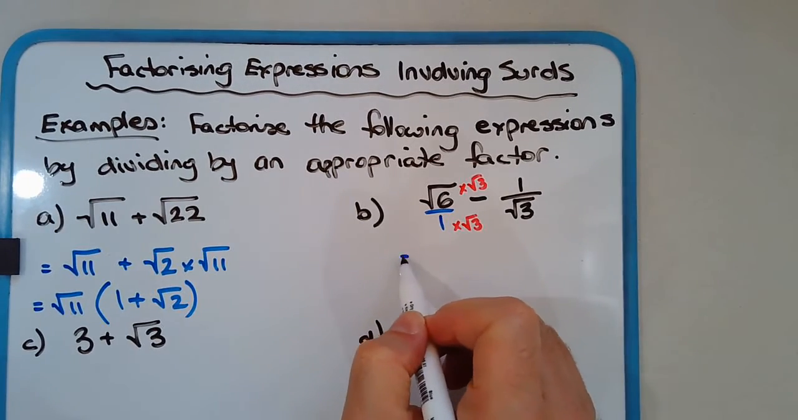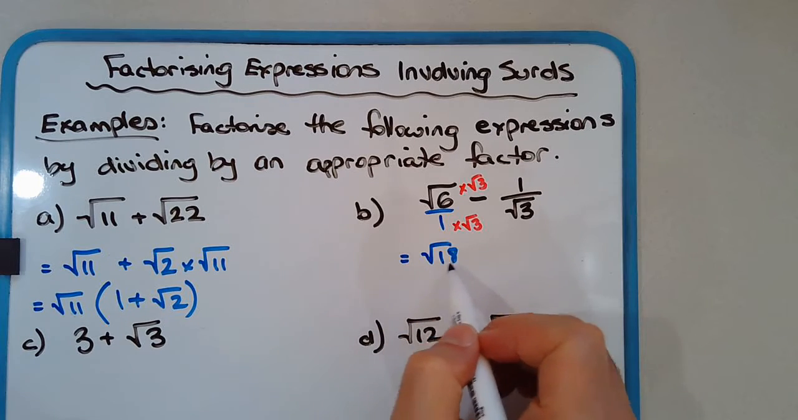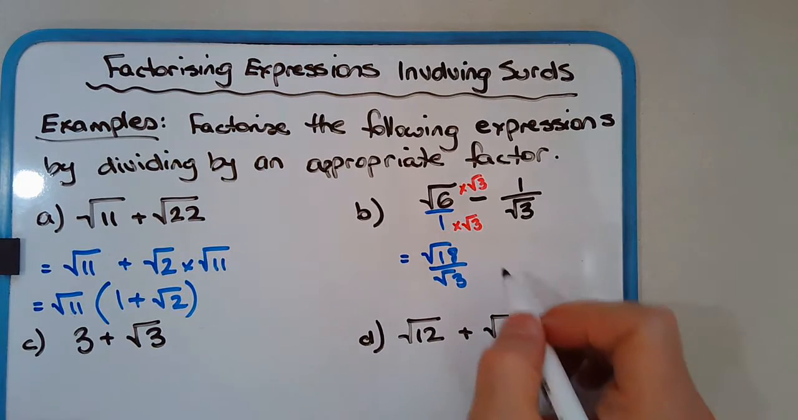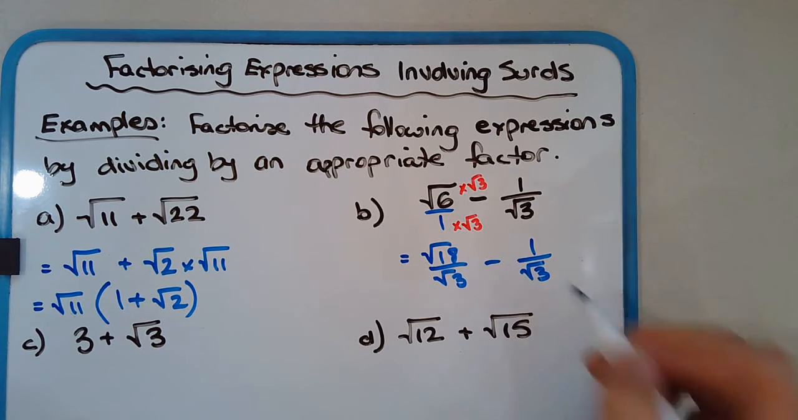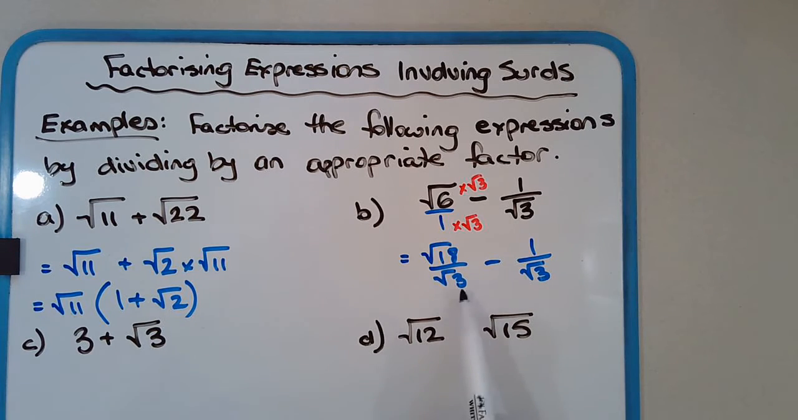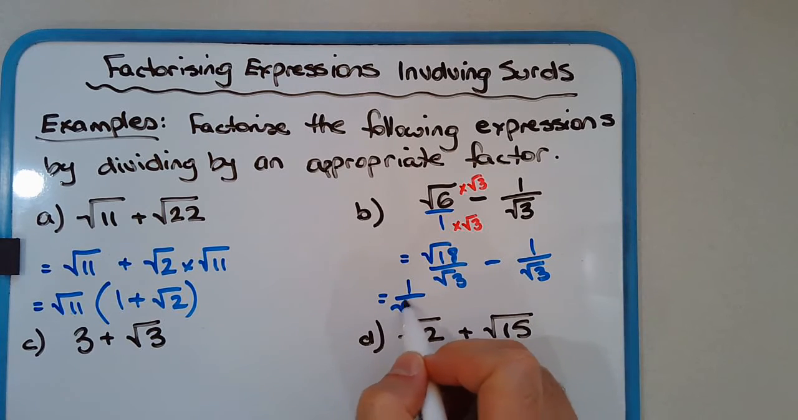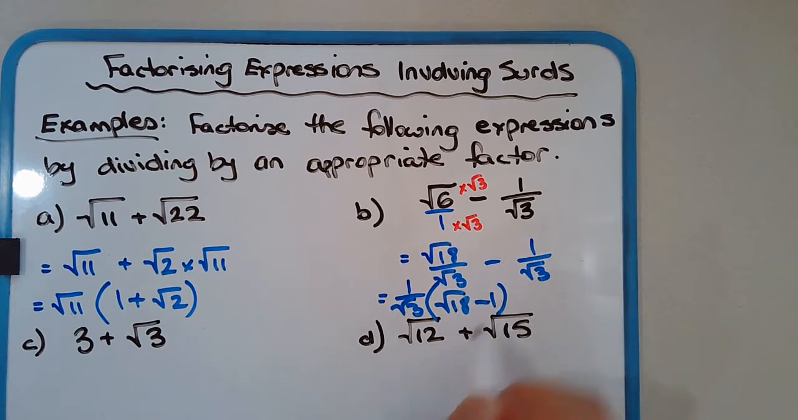And let's multiply that through. So square root of 6 times the square root of 3, that's square root of 18 over square root of 3, minus 1 on the square root of 3. Now, we can take square root of 3 out as a common factor. So, in fact, 1 on the square root of 3 outside of square root of 18 minus 1.